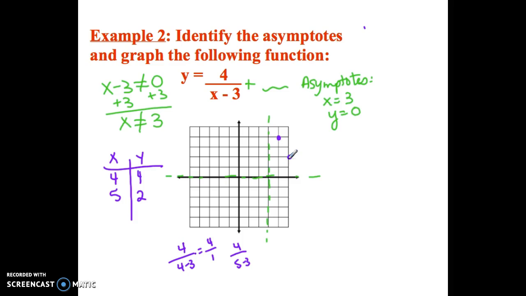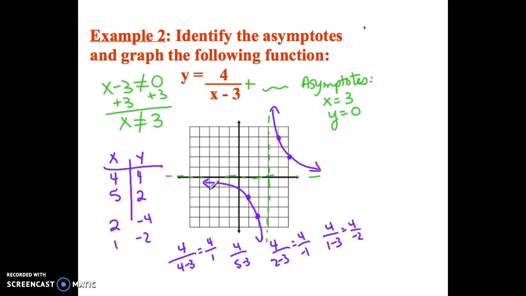And because this is a rational function graph, they're all going to follow the same basic curve. Then it would be smart of me to get some points on the other side, so I'm going to choose 2 and 1. I've got 4 over 2 minus 3, so that's 4 over negative 1, which is negative 4. And then 4 over 1 minus 3 is 4 over negative 2, which is negative 2. So I'll plot these points: (2, negative 4) and (1, negative 2). Again, I'm going to draw a smooth curve to connect them. This looks like a rational function graph, and I've stayed away from touching the asymptotes.